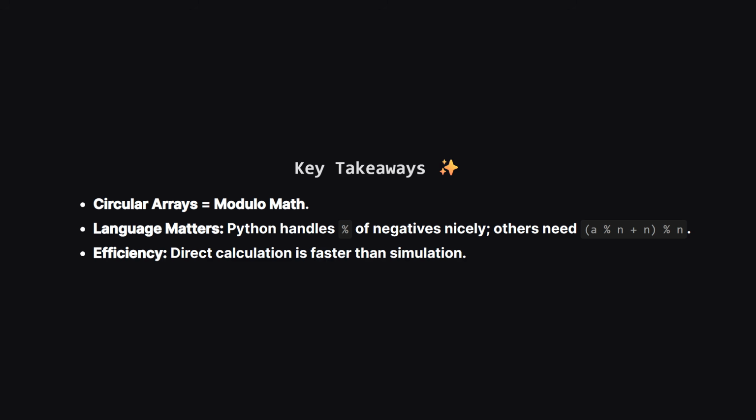So let's wrap it up. The key takeaway here is that whenever you see a circular array problem, your brain should immediately go to the modulo operator. It's the standard tool for wrapping indices. Also, remember the language difference we discussed regarding negative modulo. It's a common bug source in interviews. And finally, direct calculation is always better than simulating steps one by one.